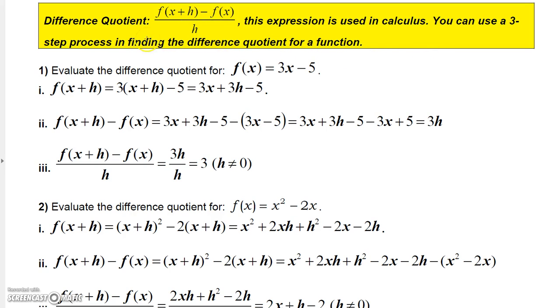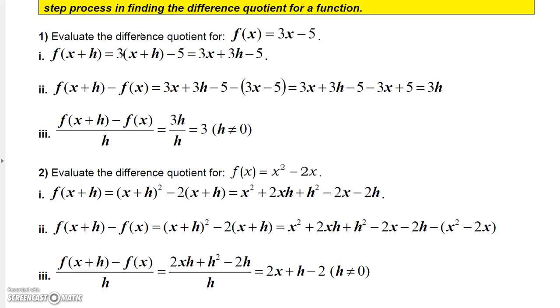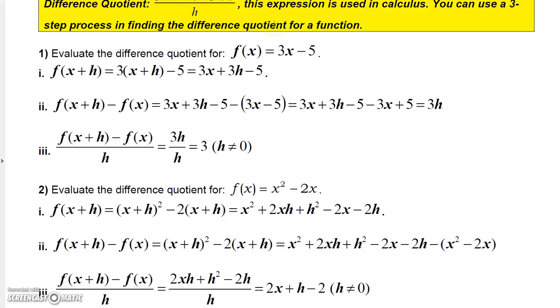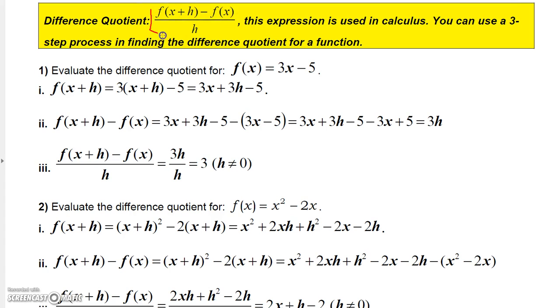You can use 3 steps to get this difference quotient, and I think it's easier to do it that way. So to get the difference quotient, remember I ultimately want to figure out what this expression is. So I'm going to start with the first part of it, f of x plus h. So you got to be given a function. So I'm going to give you this function, 3x minus 5, and I'm going to say find the difference quotient for 3x minus 5. So we're going to do it in 3 steps. The first step, we're going to figure out what is f evaluated at x plus h.